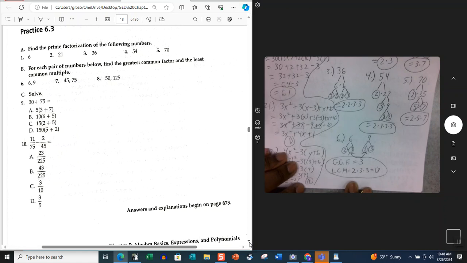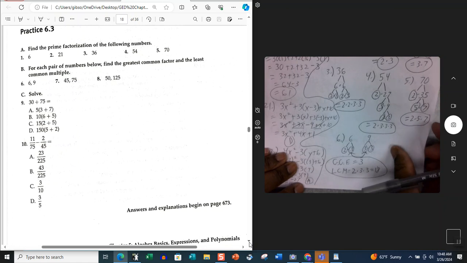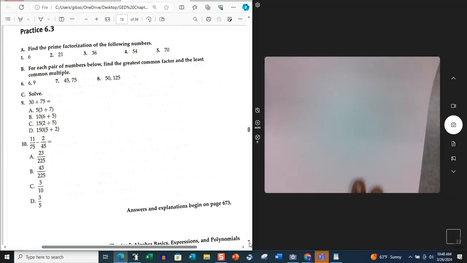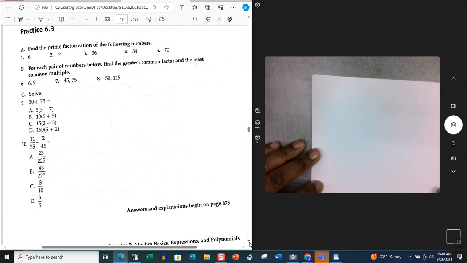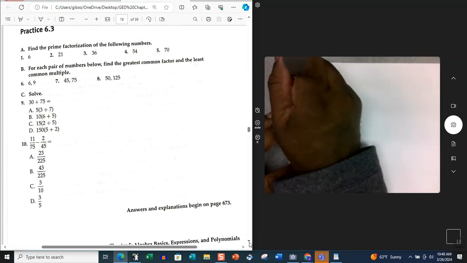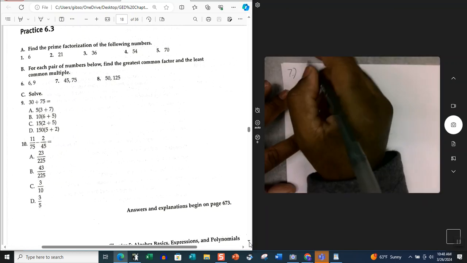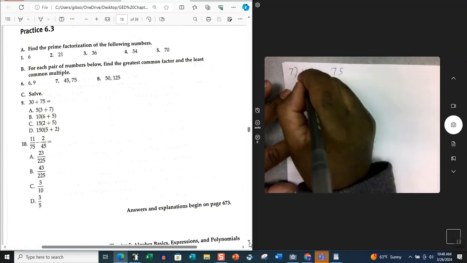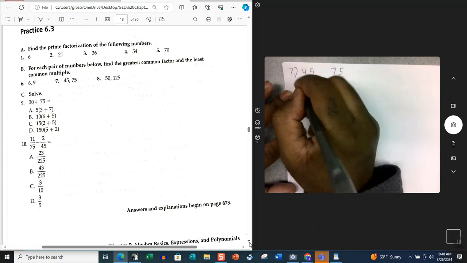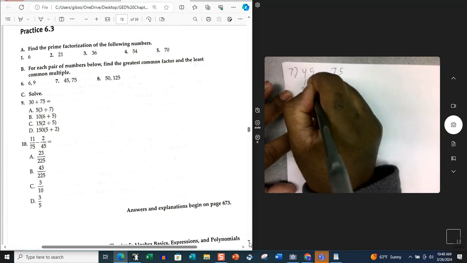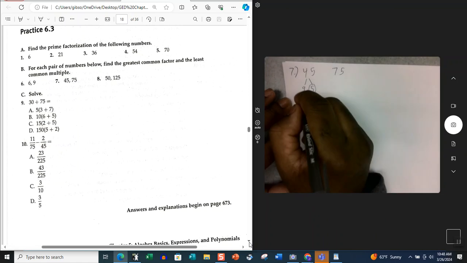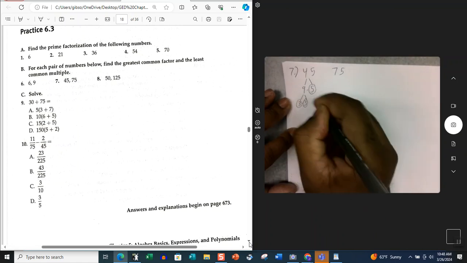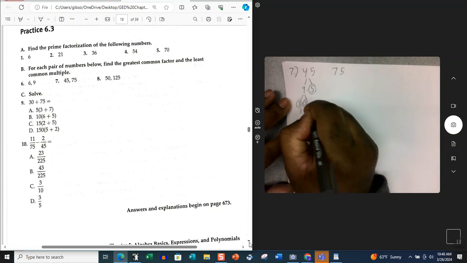Now number 7, we have 45 and 75. So I want to break this down. 45 we could break down to 9 times 5. And 5 is a prime number. We could break the 9 down to 3 times 3. And now this is the prime factorization: 3 times 3 times 5.